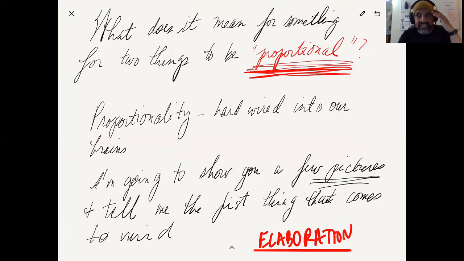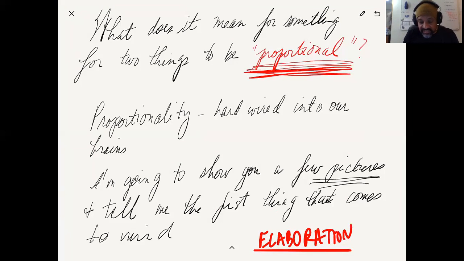Most people, the concept of proportionality is, I think, hardwired into our brains. So what I'm going to do is show you a few pictures, and I want you to say the first thing that comes to your mind.